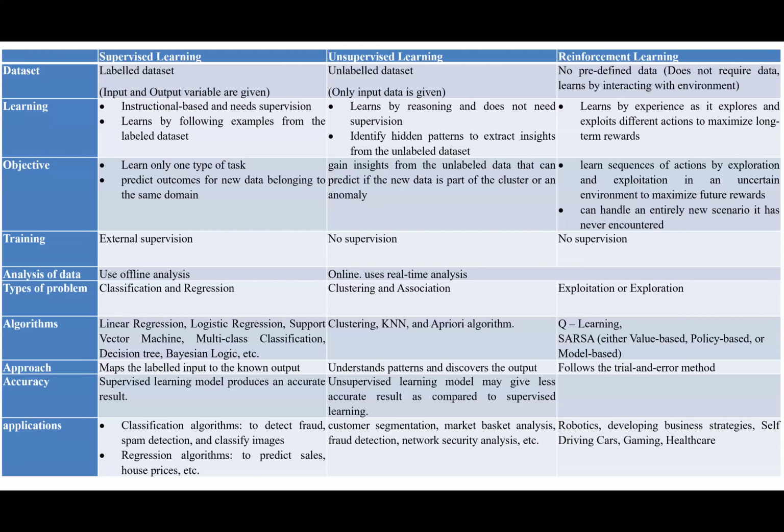Okay, the next parameter is algorithms. Which kind of algorithms are popular or available for supervised, unsupervised, and reinforcement learning? For supervised learning: linear regression, logistic regression, support vector machine, multi-class classification, decision tree, Bayesian logic, and then naive Bayes. All these are popular traditional supervised machine learning algorithms. Okay, for unsupervised learning: clustering algorithms, K nearest neighbor, which is KNN, or the Apriori algorithm. These are examples of unsupervised learning algorithms.